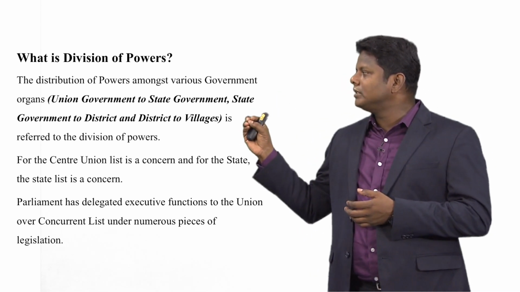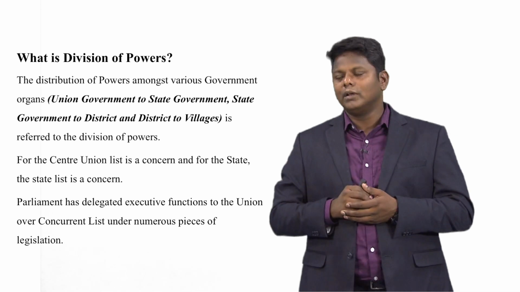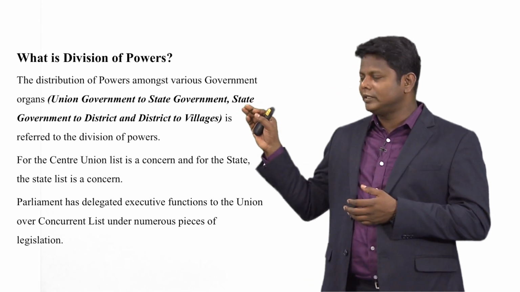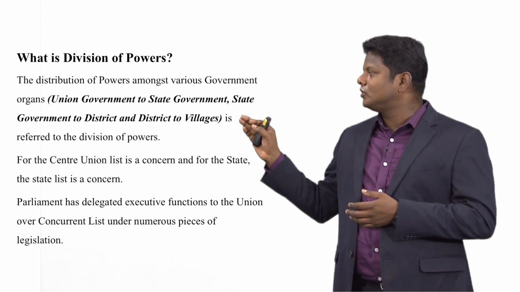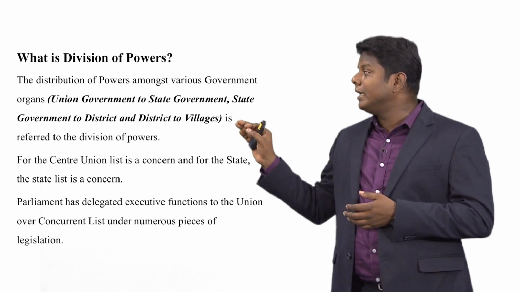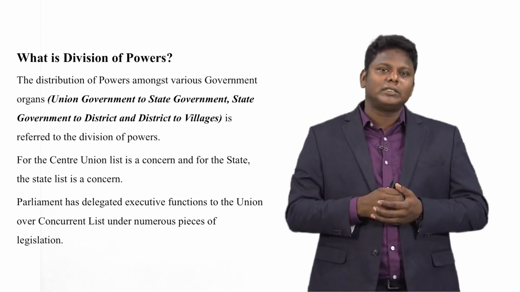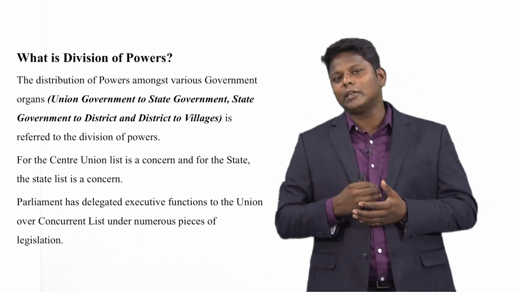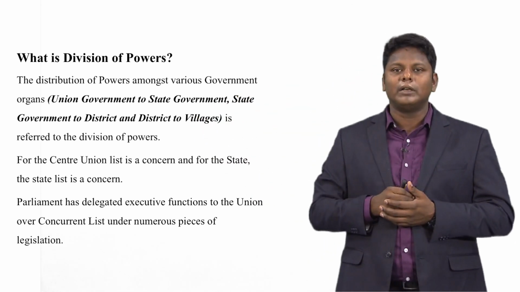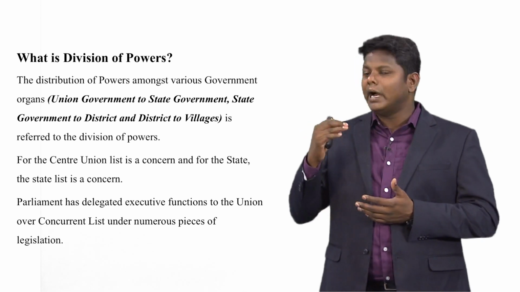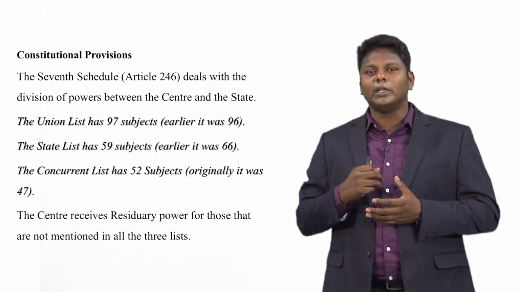For the center, the union list is the concern, and for the state, the state list is the concern. Apart from the union list and the state list, there is something called the concurrent list. On this concurrent list, Parliament has delegated executive functions to the union under numerous pieces of legislation. Now we will discuss the constitutional provisions.